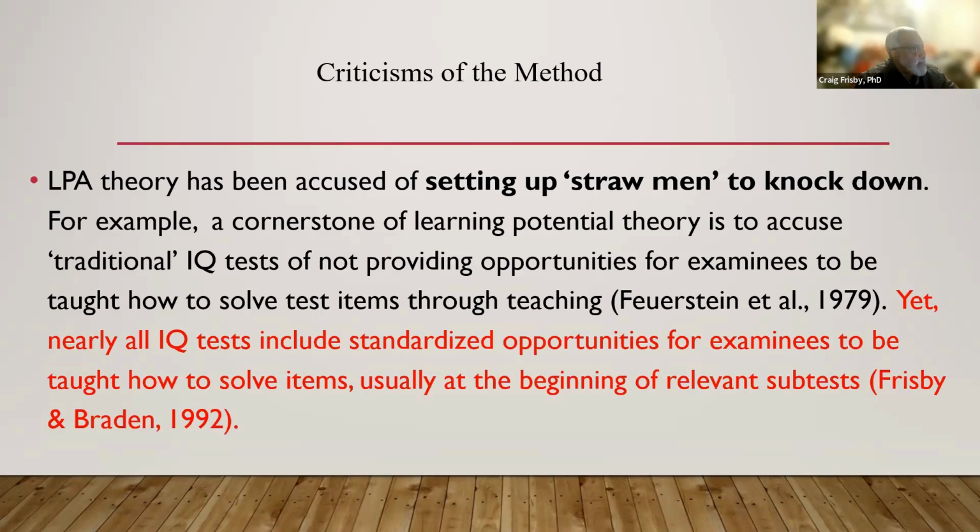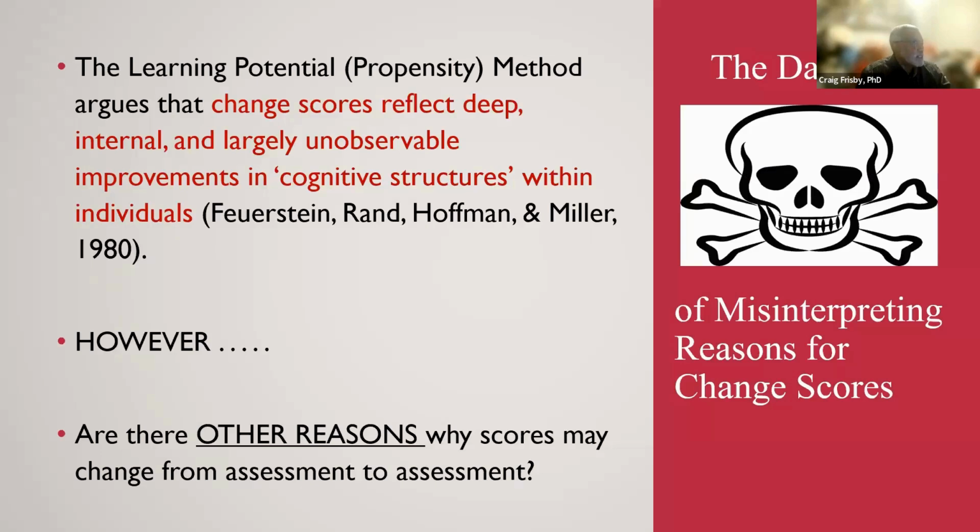my book that basically Feuerstein was setting up a straw man to knock down, where he was criticizing IQ tests for reasons that were basically not valid. He was saying that IQ tests don't give students an opportunity to learn tasks, and IQ tests do. Many times, the beginning items of many subtests give students an opportunity to practice on items, so that was false.